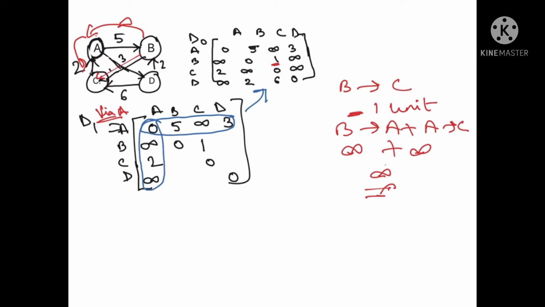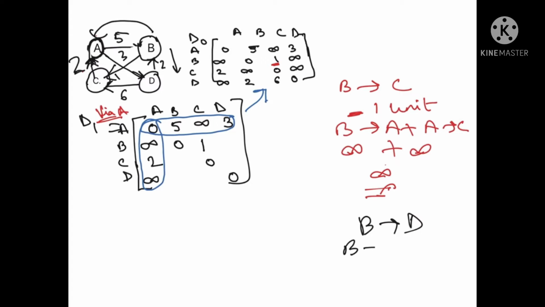Okay. Now D is already infinity. How will you go next is B to A and A to D. So see, if I have to go B to D, I will go B to A plus A to D. So what is B to A? Infinity, and A to D is 3. Correct. And here it is already infinity. So what will I do? I will make it infinity.